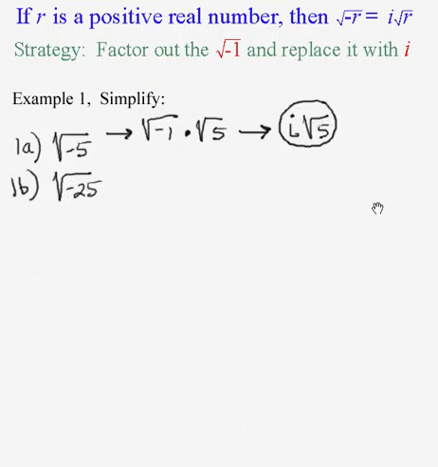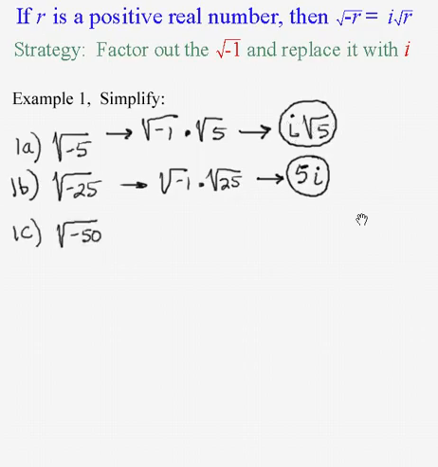For the square root of negative 25, we're going to factor out the square root of negative 1. We're going to replace that square root of negative 1 with i. The square root of 25 is 5. Now, in this example, we wrote the i first. In the previous example, we wrote the i last. Typically, we write the i last. However, I wanted to make sure in this example 1a that you didn't think the i was still under the radical sign. So sometimes I will write the i before the radical so we don't get confused.